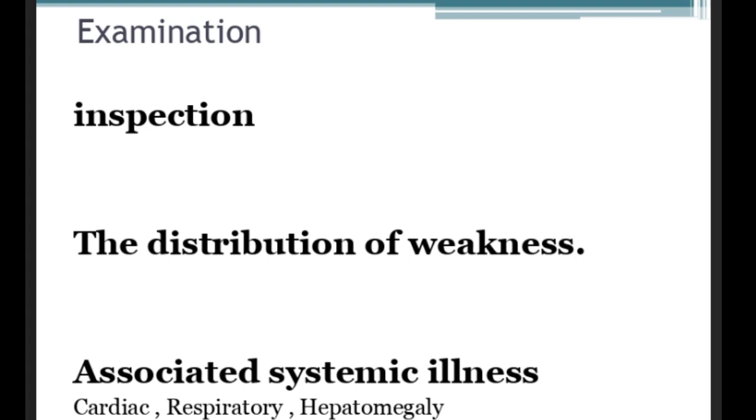The distribution of weakness: it is important to determine the distribution of muscle weakness to know which muscles to test and how to grade their power. Involvement of cranial nerve muscles such as orbicularis oculi, orbicularis oris, extraocular muscles, tongue and palate should be detected. Associated systemic illness: involvement of organs or tissue other than muscle may also provide helpful clues in making the appropriate diagnosis.